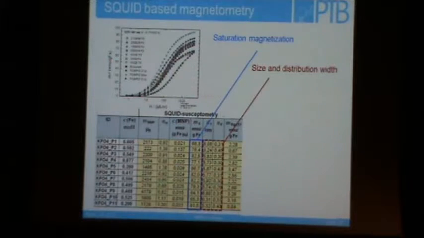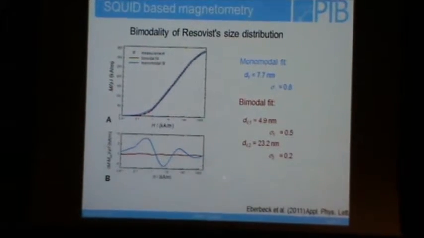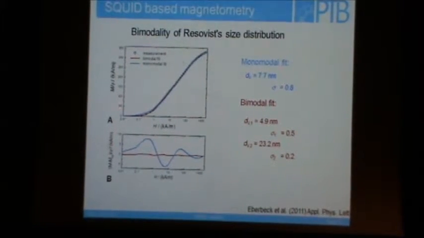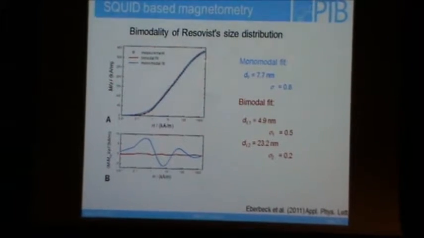And you can see here that we have analyzed a couple of different particles using this method, and from these data we can derive the saturation magnetization as well as the mean diameter, as well as the width of the distribution of their size. This is, I think, a very interesting study that was done a few years ago. He studied Resovist in this way.